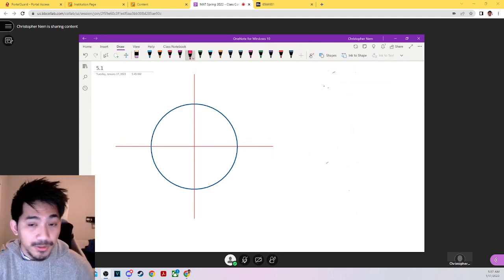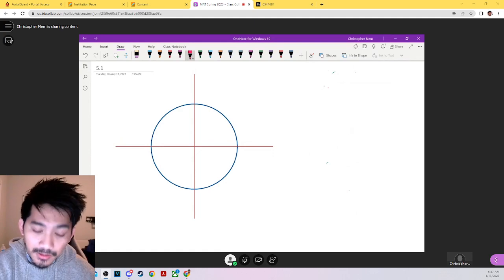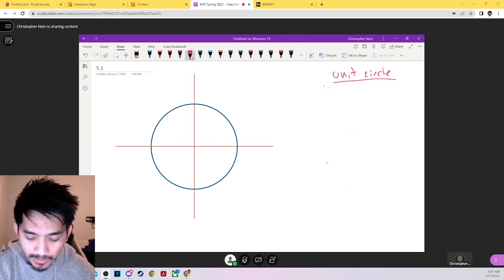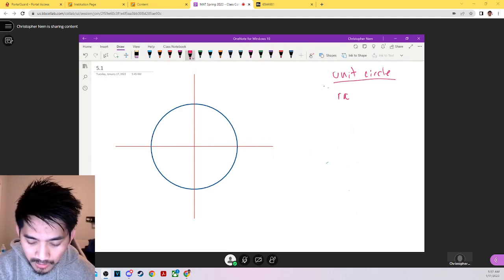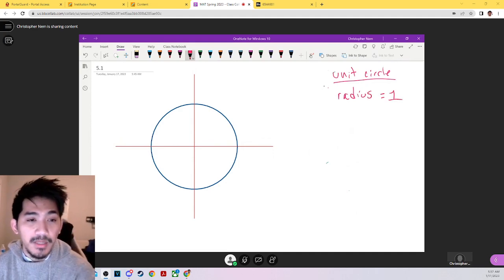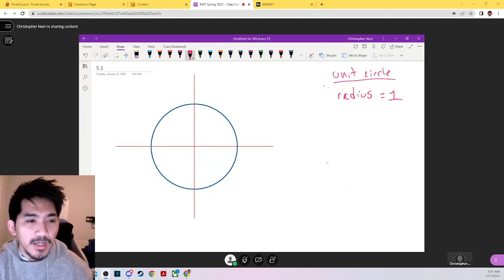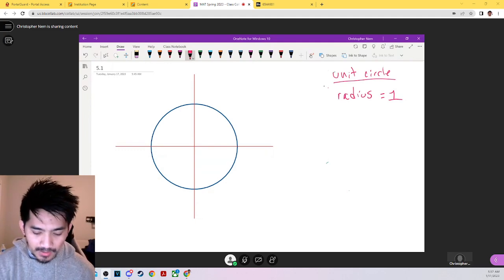First, we got to talk about what the unit circle actually is. Well, the root word is unit, and that means one. So all it is, is a circle with a radius of 1. Now, that radius can be centimeters, feet, we do not know. It's just one unit of whatever we choose.